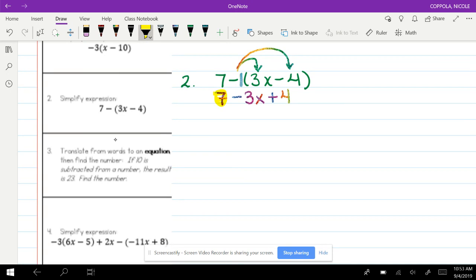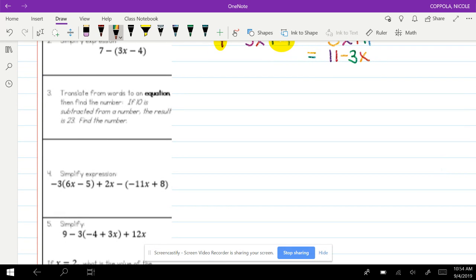Notice we have like terms here and here. 7 plus 4 is 11. So we end up with -3x plus 11. If you wrote 11 minus 3x, they are actually equivalent. They're both the correct answer. Okay? Next, number 3. Translate from words to an equation, then find the number.